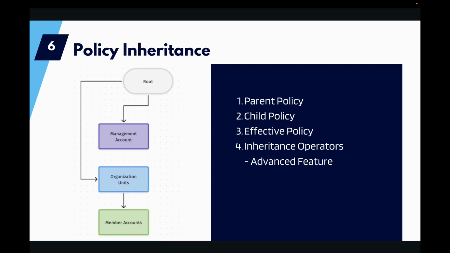Now let's understand policy inheritance. What a parent policy really means is that when a policy is applied to the parent, automatically all the children get those policies. For example, if there's a policy at the root level, you get the policies in the management account, the organizational units, and the member accounts. A child policy is a policy applied specifically to a child of a parent. For example, member accounts are children of organizational units. So if a policy is applied only to a member account, that is a child policy.